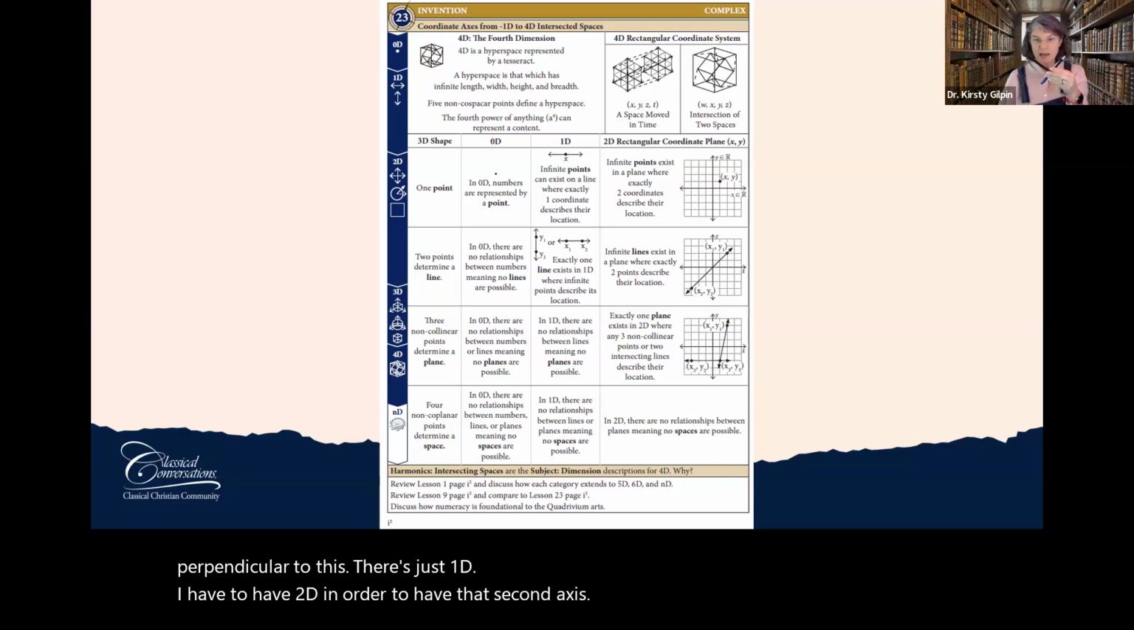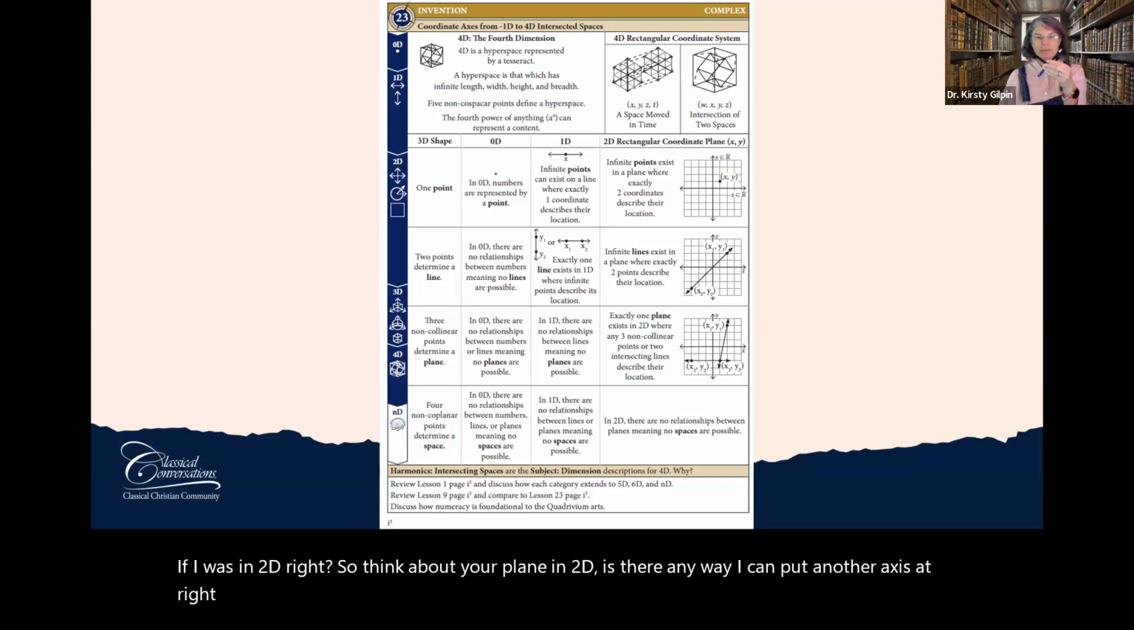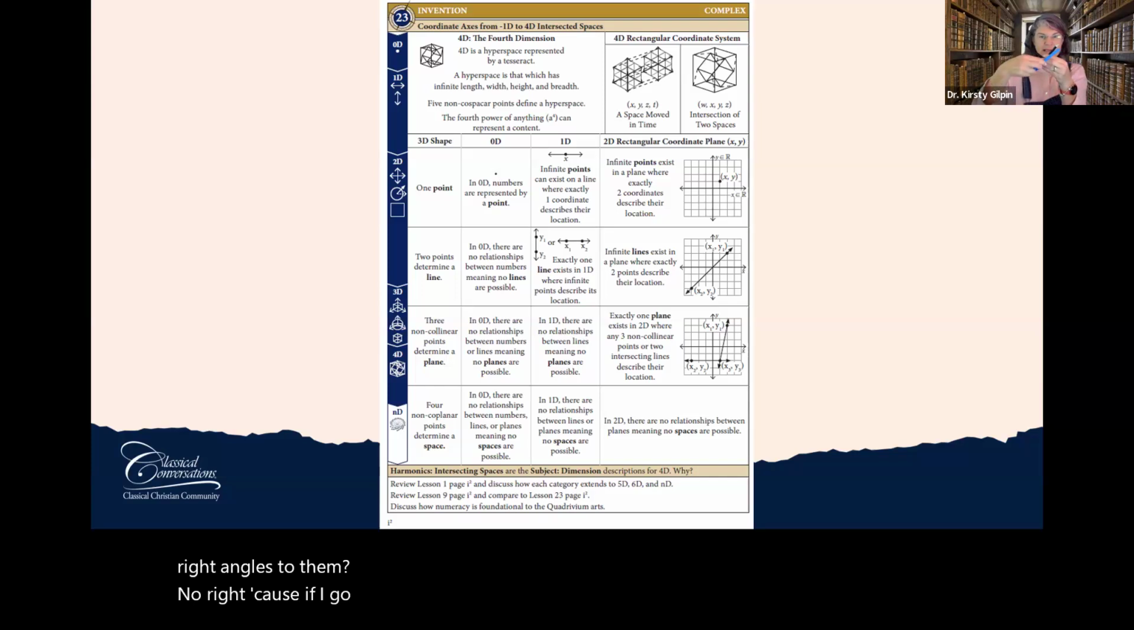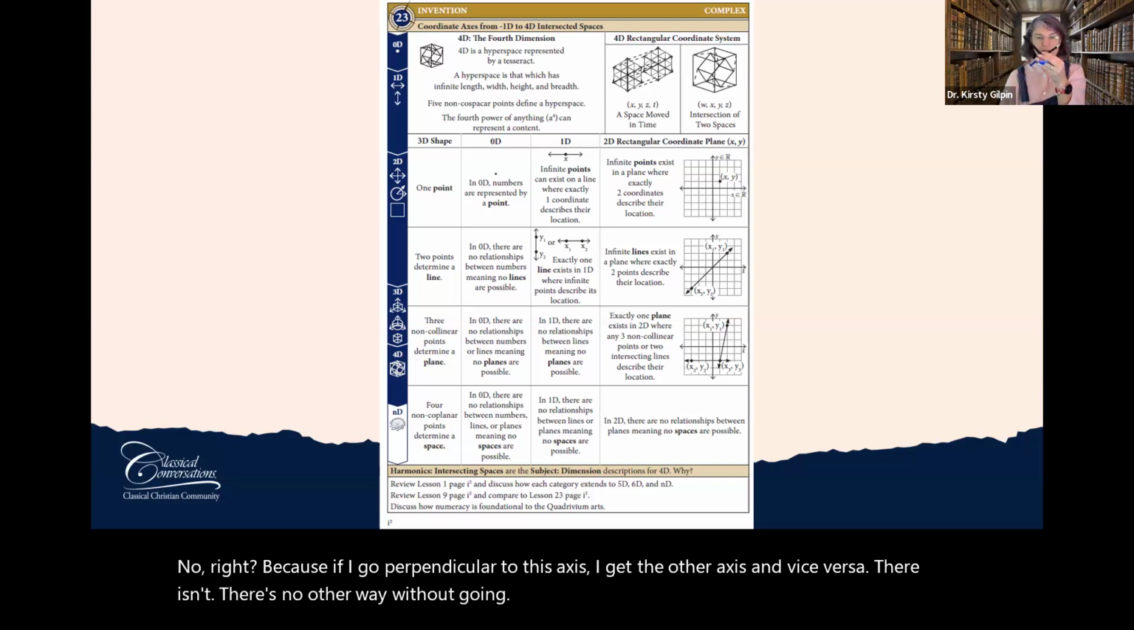If I was in 2D, so think about your plane, is there any way I can put another axis at right angles to them? No, right? Because if I go perpendicular to this axis, I get the other axis and vice versa. There's no other way without going into 3D.